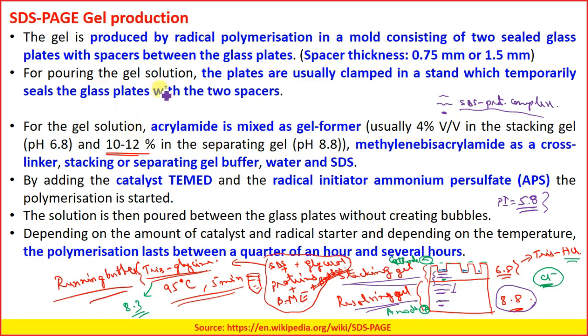Now, how are the gels made? If you see the wells, the spacer and the thickness of the comb is approximately 0.75 mm to 1.5 mm, and these spacers are used for creating the wells. Then how is the gel prepared? The acrylamide, which is the monomer, is mixed as the gel former at appropriate concentrations and using appropriate buffer pH. Then methylene bisacrylamide is added, which is a cross-linker.